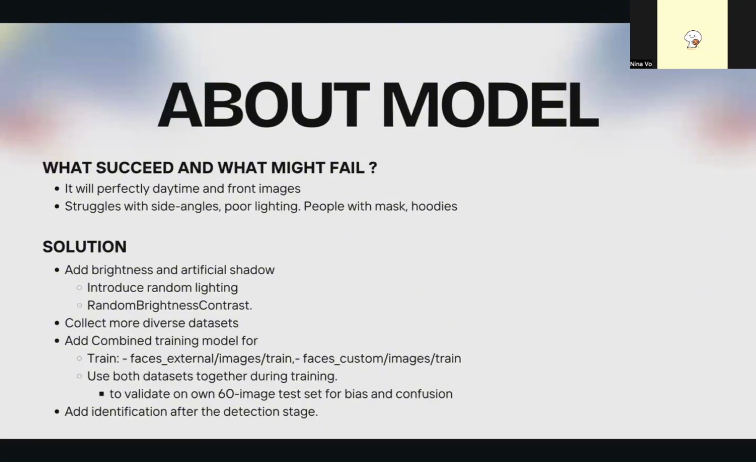We also are going to add a combined training model, just like the code that you see. We use both of our datasets together during training, and also validate on our own 60-image set for bias and confusion. Lastly, we're going to add identification after the detection stage to improve our model.